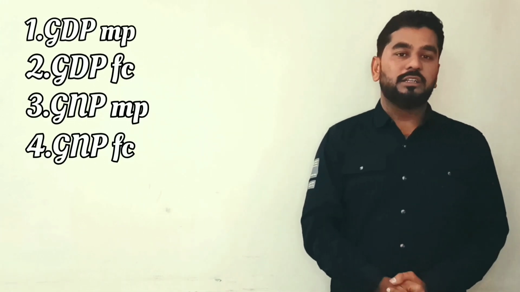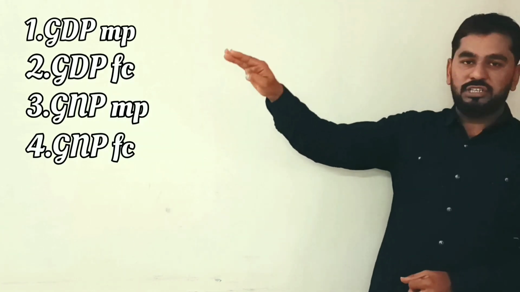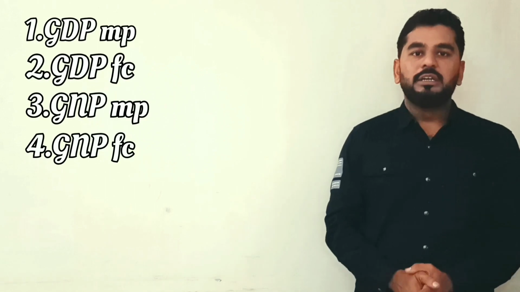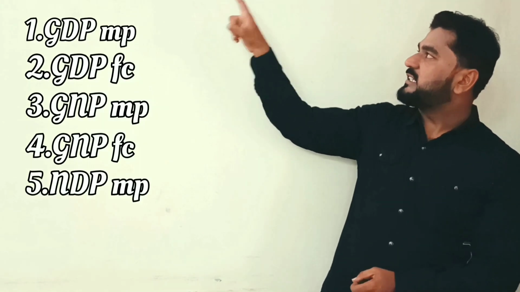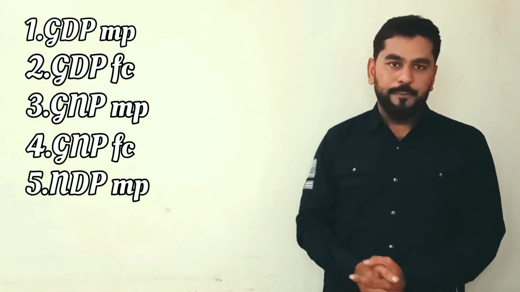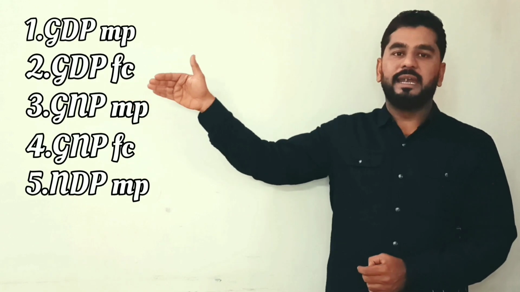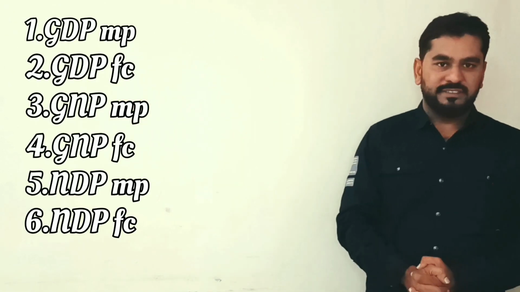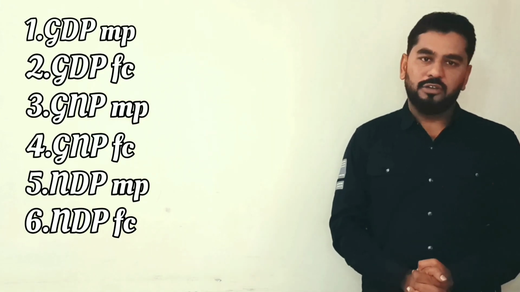Now let us go for another 4 aggregates of national income accounting. Now I am changing the word from gross and shifting to net. So let us start with the 5th aggregate, that is net domestic product at market price, NDP MP. Copy the same 5th aggregate for the 6th one, that is NDP. At the place of MP, we have to replace it with FC. So net domestic product at factor cost.